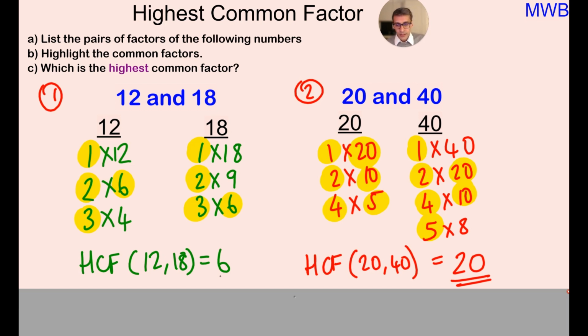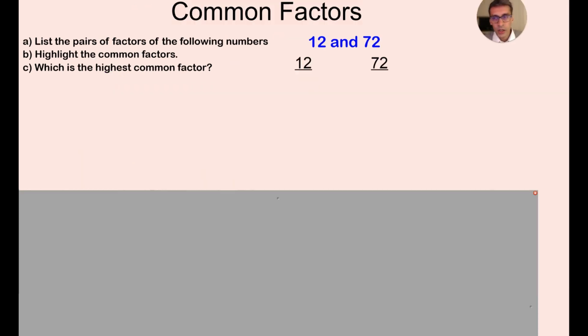Okay, so this is called the listing method, where we list all the factors and then we work out what goes into both, and the largest one. We're also going to be looking at another way of doing this. So have a go doing the same method for these two numbers, 12 and 72. List all the factor pairs, work out the biggest factor that's common to both, and then unpause the video.